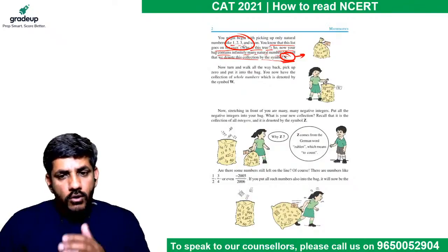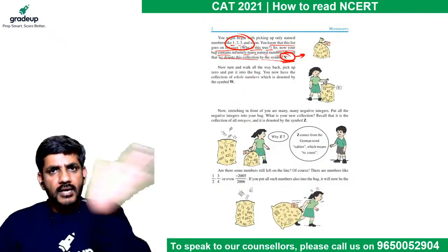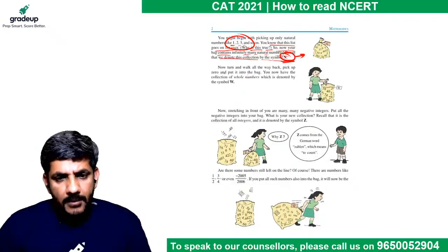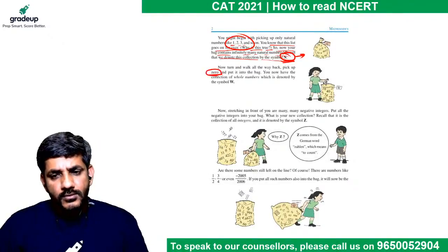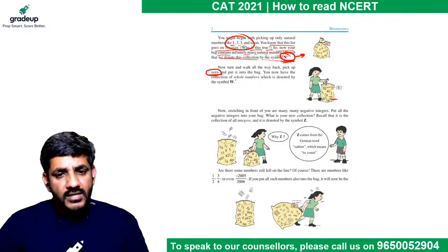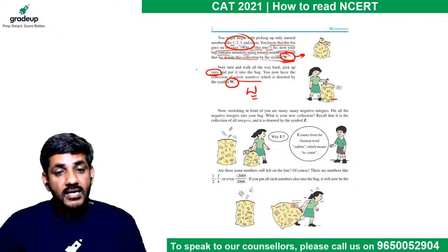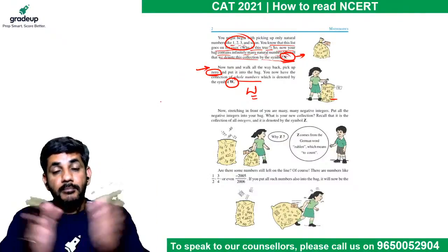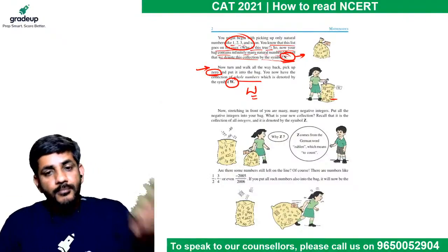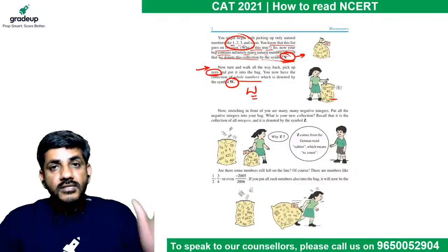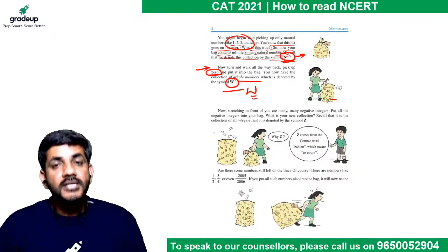Now turn and walk all the way back. आगे जा चुके थे. Let's come back and pick up 0. So pick 0 as well. Put it into the bag. You now have the collection of whole numbers which is denoted by W. So he has told us whole numbers में क्या है? Natural numbers के अलावा there is a 0 more, because the bag was having natural numbers. We put a 0 more and this gives us all whole numbers, which is represented by W.